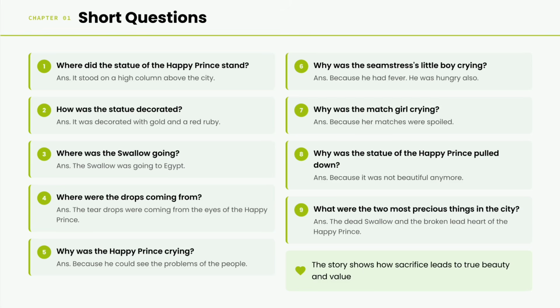Question 5. Why was the Happy Prince crying? Answer. Because he could see the problems of the people. Question 6. Why was the seamstress's little boy crying? Answer. Because he had fever. He was hungry also. Question 7. Why was the match girl crying? Answer. Because her matches were spoiled. Question 8. Why was the statue of the Happy Prince pulled down? Answer. Because it was not beautiful anymore. Question 9. What were the 2 most precious things in the city? Answer. The dead swallow and the broken lead heart of the Happy Prince.